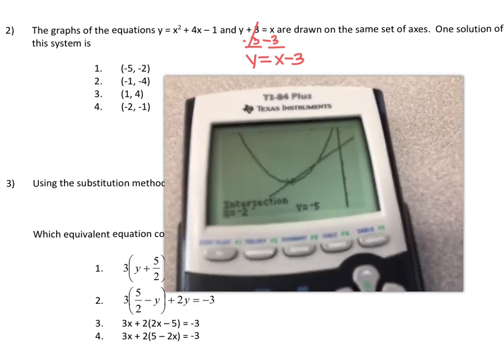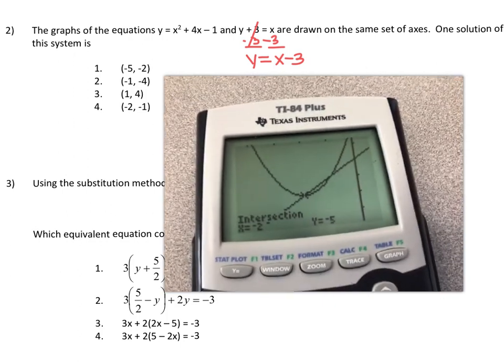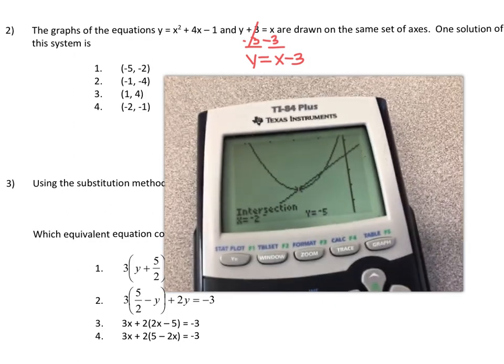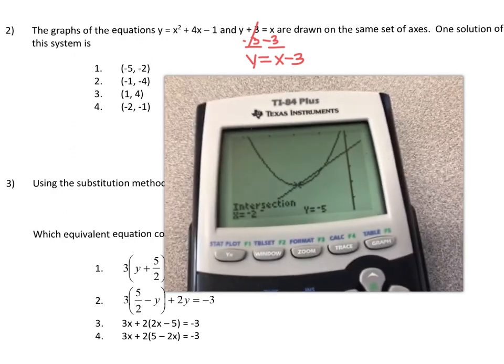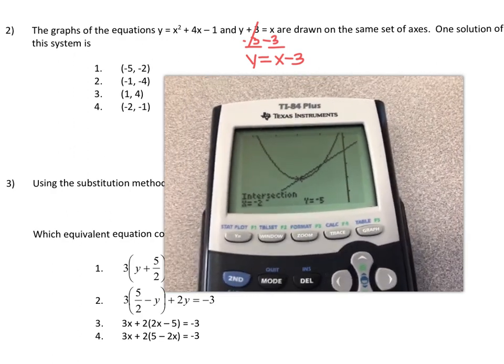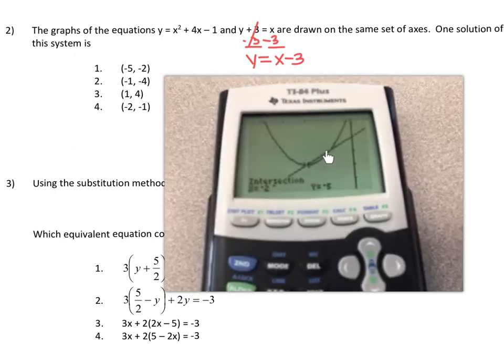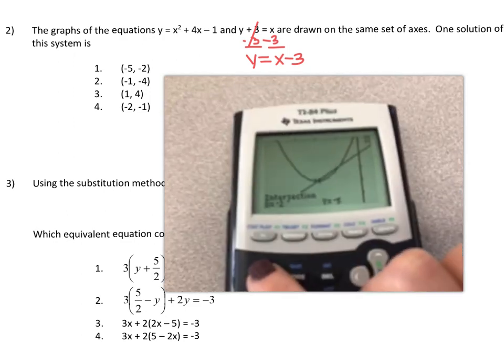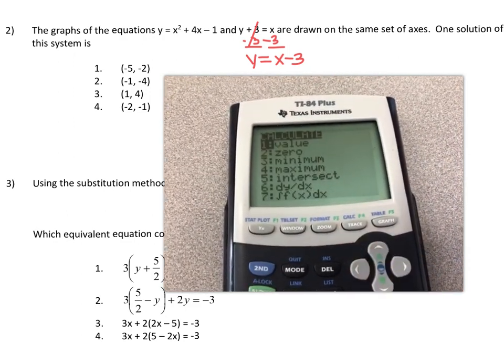Now, I just want to point out, if you're using the calculator app on the phone, you do it a totally different way. So I recommend using the one on the Chromebook instead for this. All right, so again, it looks like we're using this other point of intersection. So let's go back to second, trace, and trace 5.